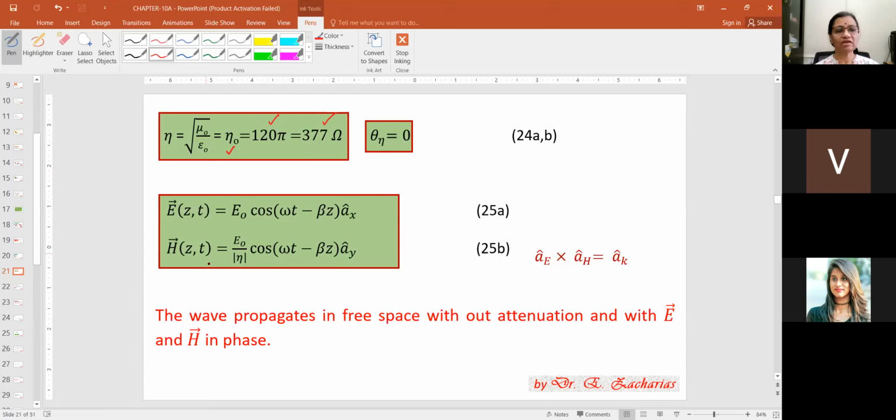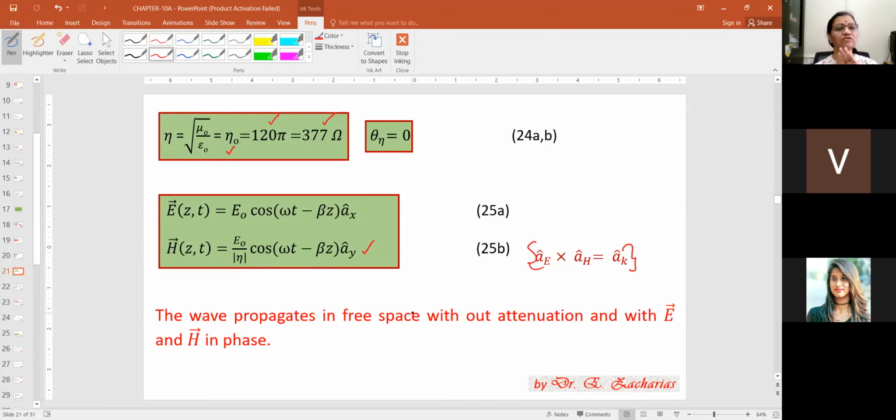Now finally, when you write the equations, what will happen? It's the same. E naught cos omega t minus beta z along the x direction means H will be along the y direction, no phase difference. Instead of H naught, you can write E naught by modulus eta. And how do I get this a_y? I get this a_y from this famous relationship that we have seen all of last chapter. So now what do you conclude? When a wave travels through free space, there is no attenuation. Electric field and magnetic field are in phase, and the wave will travel at the speed of light.